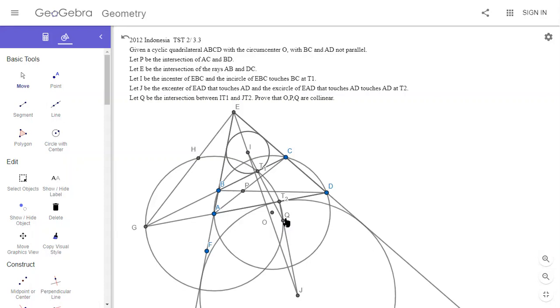Maybe we could use, this kind of reminds me of orthologic triangles. If you look at the triangles IJQ and BGCD, you have the perpendicular from I to BC, the perpendicular from J to GD, but you don't really have the perpendicular from Q to CD. But let me try something.